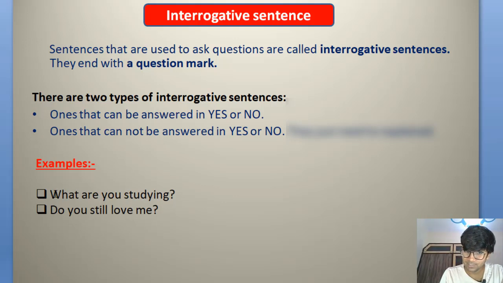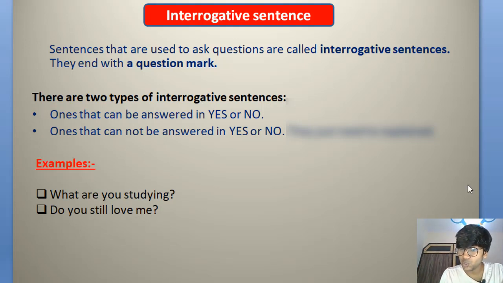Examples. What are you studying? Can you say yes? What are you studying? Yes. It does not make any sense. What are you studying? No. It does not make any sense. Do you still love me? Yeah, I do. Yes, it makes sense. Do you still love me? No. Perfect. Not a problem. So we have two types of interrogative sentences.